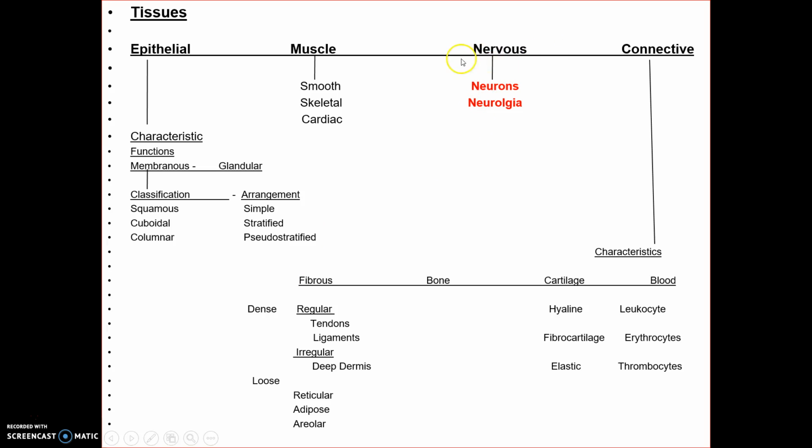Okay, our last tissue we're briefly going to hit here that's super important is our nervous tissue. Our two major types of cells in nervous tissue, even though there are subcategories of these, are our neurons and our neuroglia cells, or glial cells as they're sometimes called.